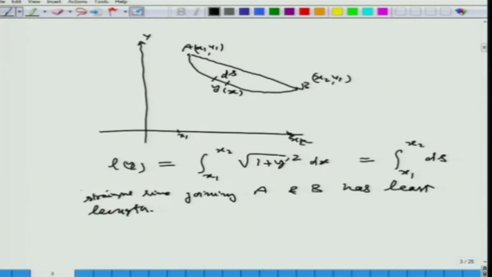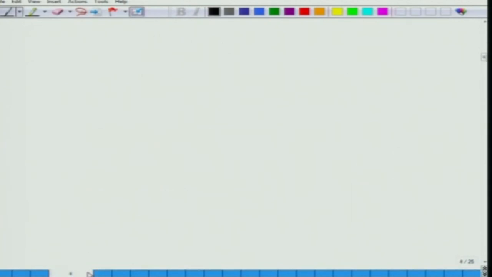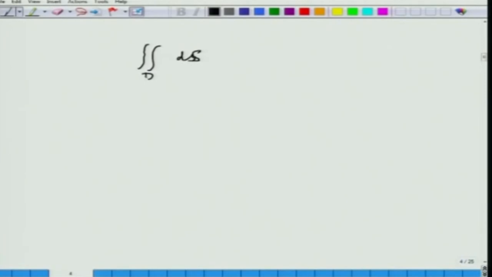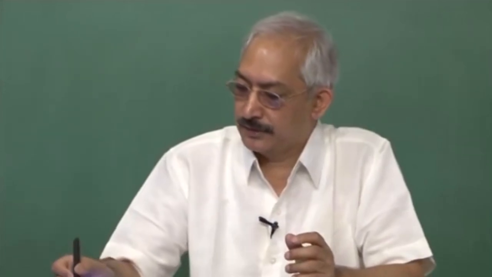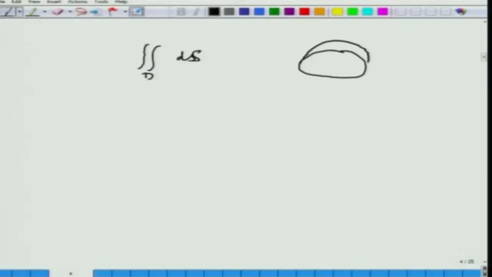Again, it is a problem of calculus of variations. And the next problem can be thought of as follows: suppose you have a surface area, a double integral over D, of the surface S bounded by a given curve. The length of the curve is fixed. Now we want to find the surface which will have the least surface area. We know that it will be the flat area if it is a plane curve. So this is also a problem of calculus of variations.